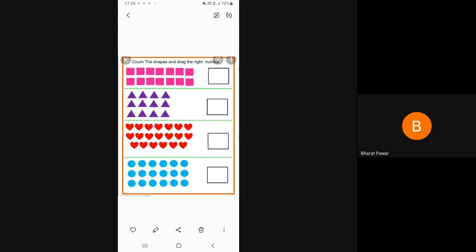Can you count the circles in a blue color?